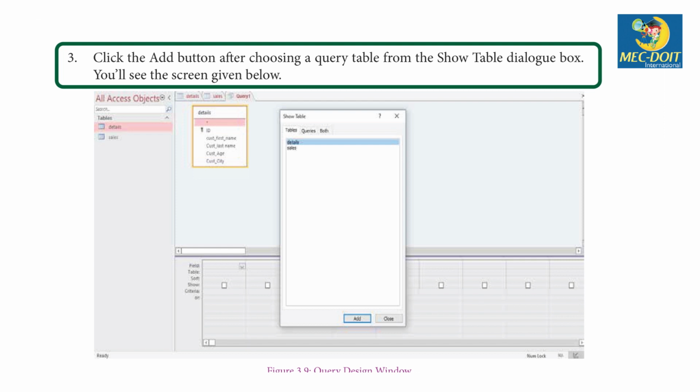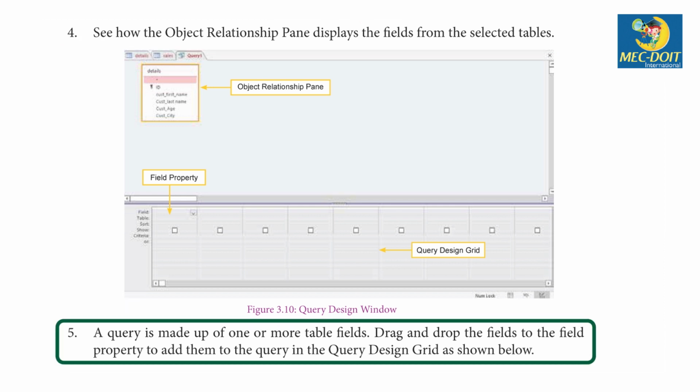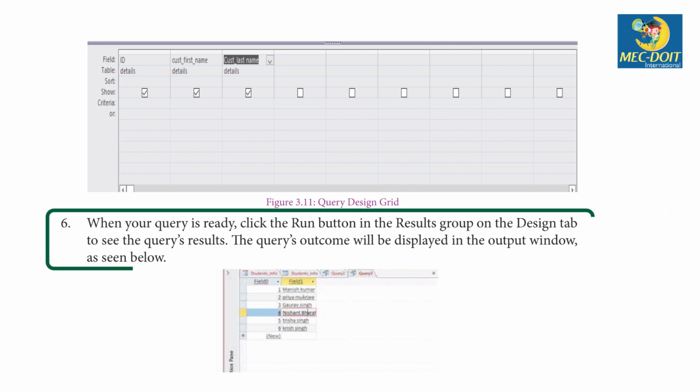You will see the screen given below. 4. See how the Object Relationship pane displays the fields from the selected tables. 5. A query is made up of one or more table fields. Drag and drop the fields to add them to the query in the query design grid as shown below. 6. When your query is ready, click the Run button in the Results group on the Design tab to see the query's result. The query's outcome will be displayed in the output window as seen below.